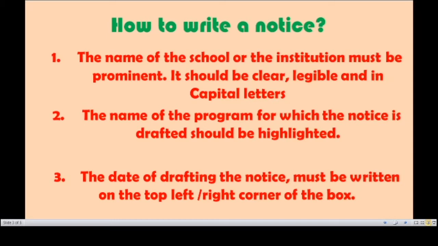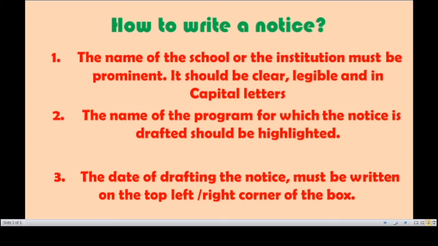Thirdly, the date of drafting the notice must be written. The date on which we write and publish the notice must be written in the notice. Date is very important. என்னைக்கு எழுதுறோமோ அந்த date ரொம்ப முக்கியம்.